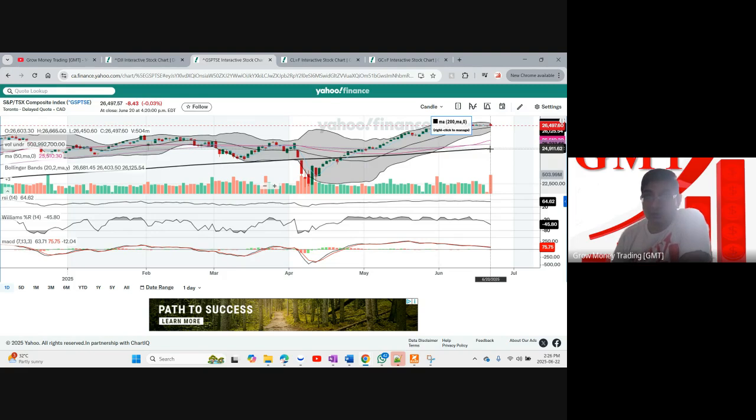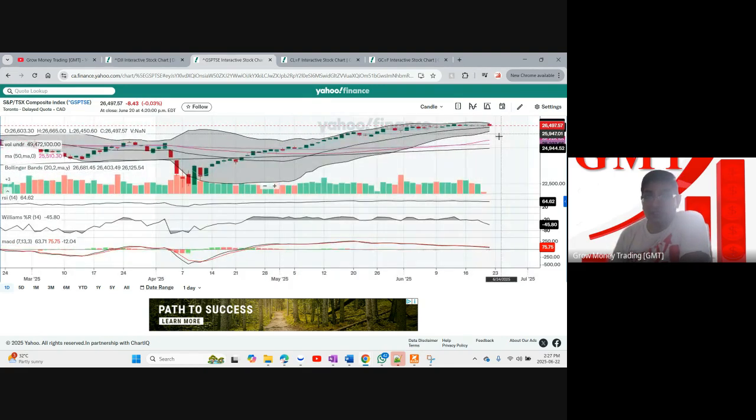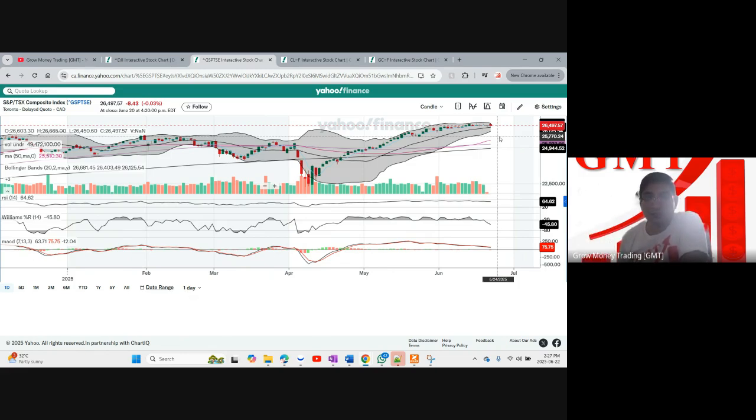So wait for the strong correction to happen before entering into any medium to long term positions for any of your Canadian holdings. Even if you are holding for the dividends, unless you have bought at very low prices, with the pattern that we are seeing on the daily chart, it would be good to book your profits and be in cash to enter at lower prices so that you can hold for the medium to longer term.